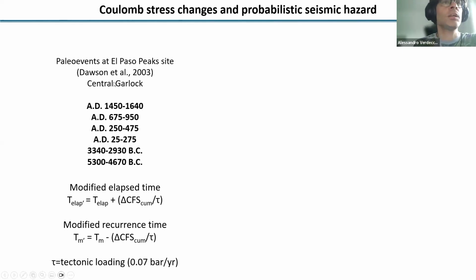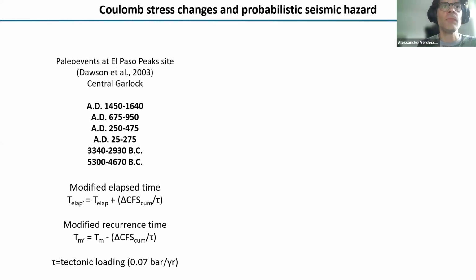Those are all the time ranges of paleo events that have been located on the Garlock fault from paleoseismological studies. What you notice if you look at the numbers is that there is a big time step between the last 4 events and the first 2. So this can already say something about the behavior in terms of slip rates of this fault.